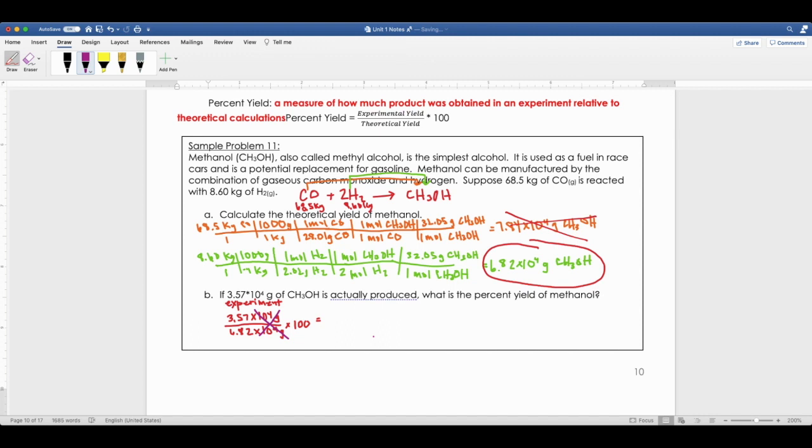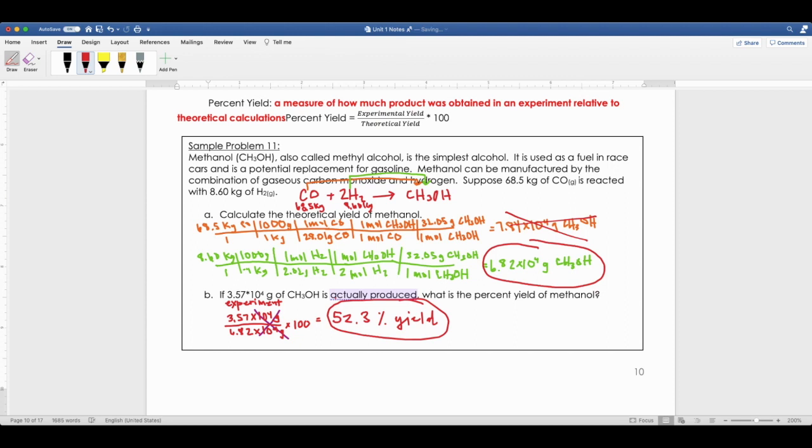But that's not this type of problem. We can use a calculator. So if you just do 3.57 divided by 6.82 times 100, you get about a 52.3% yield. And you'll see it is in fact a little bit above 50%. Is that a very high yield? No, you only produced half of what you were supposed to.